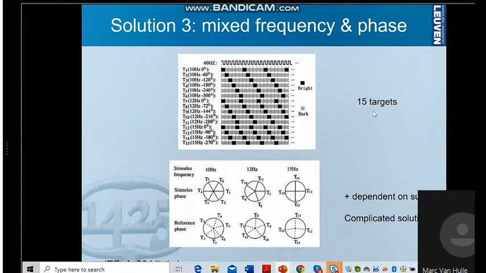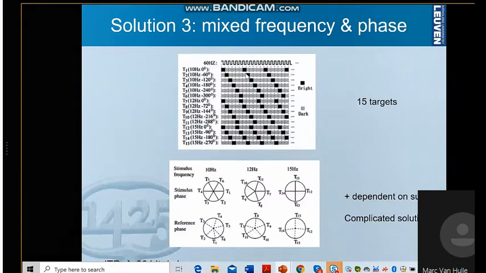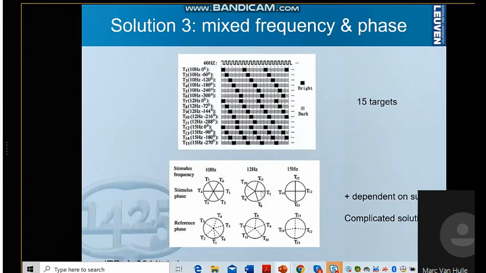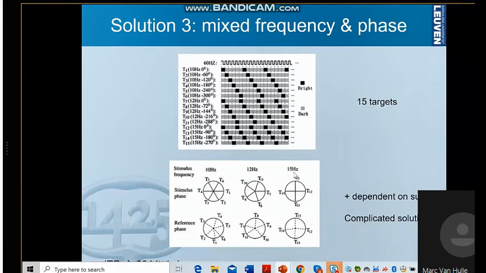Then solution 3, next slide, slide 25, mixing of frequency and phase. It seems logical. So you have different frequencies, but these are different phases. So for 10 hertz, you have all these different phases. For 12 hertz, different phases, and so on. And these are then, for example, the phase circles. So you have 6 phases for 10 hertz, 5 phases for 12 hertz, 4 phases for 15 hertz. So you see fewer phases as the frequency increases. This is already an indication that it gets harder.